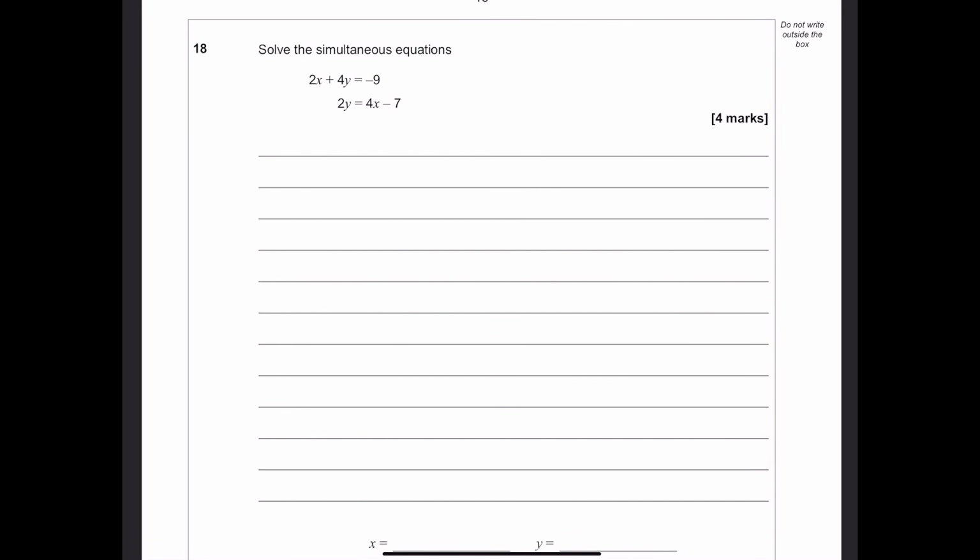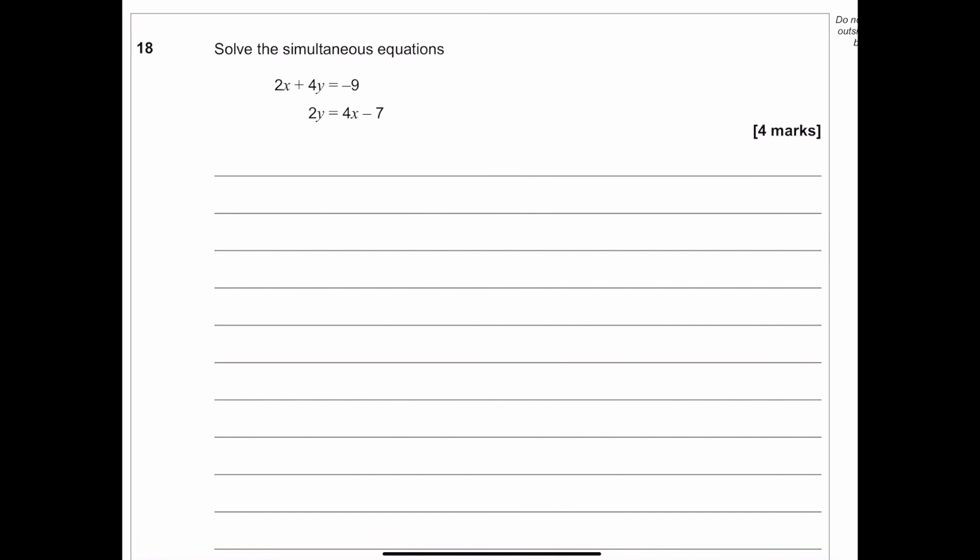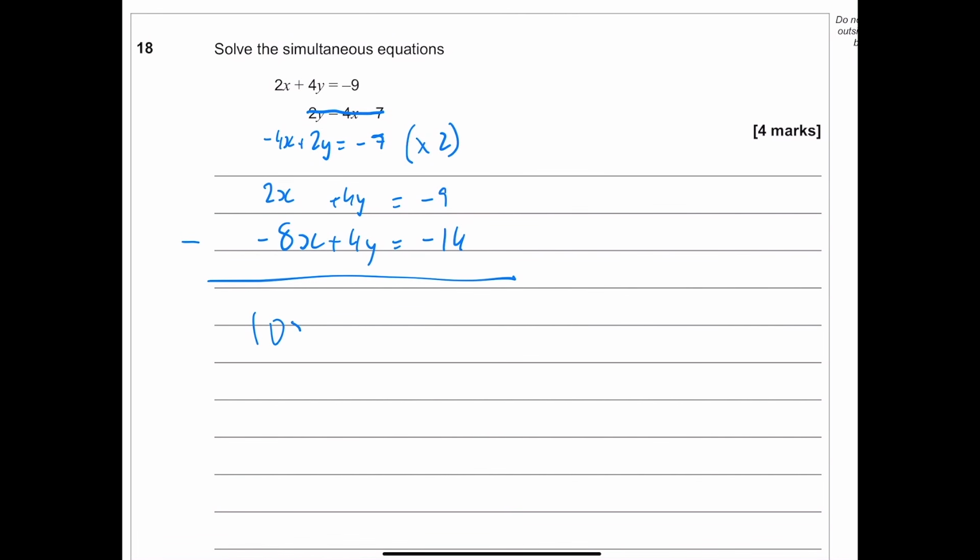Solve the simultaneous equations. So a lot of people look at this and it might be substitution, but what you'll find is if we just rearrange something quickly, then we don't actually have to do substitution. So we have minus 4x add 2y equals minus 7 if we bring that across. So we can ignore this one now. And then you'll find if we multiply this one by 2, this is going to be minus 8x plus 4y equals minus 14. If I rewrite the other one on top, you'll notice the y's are now the same. So we can take them away to cancel out the y's, leaving us with 10x equals minus 9 minus minus 14, which means add 14, so 5.